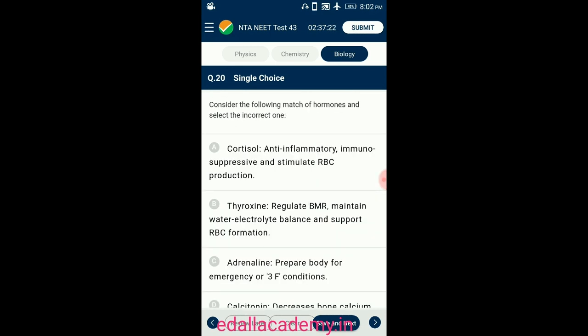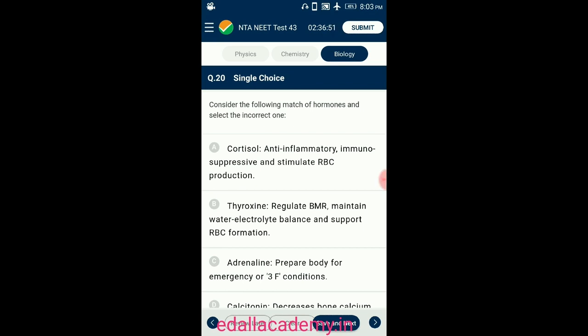Question number 20. Consider the following match of hormones and select the incorrect one. Glucocorticoids, mainly cortisol hormone, produce anti-inflammatory reactions and suppress the immune response. They also stimulate RBC production. Adrenaline or epinephrine is secreted from the adrenal medulla in response to stress or emergency, or fight, flight and fright conditions.